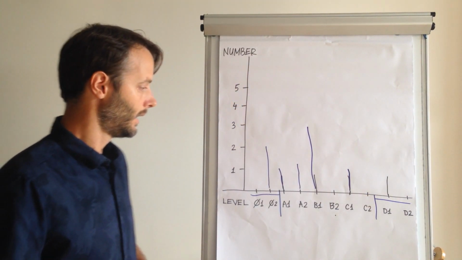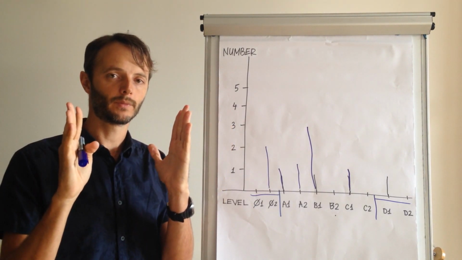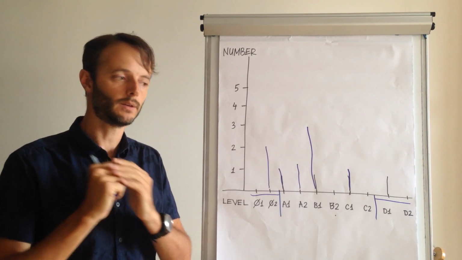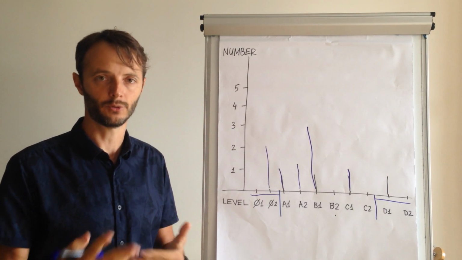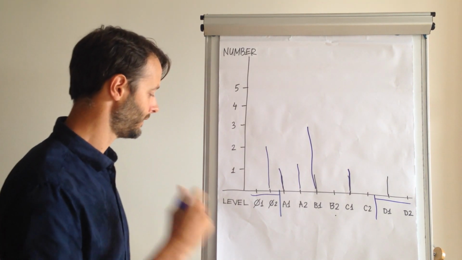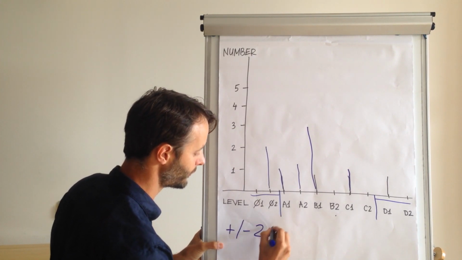Now, what happens is that the closer people's proficiency levels are, the less effort they have to spend communicating. I find that it's basically plus or minus 2 levels from your own.